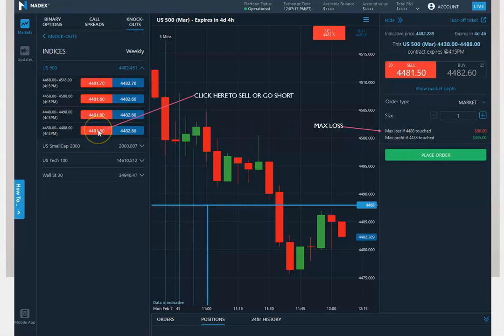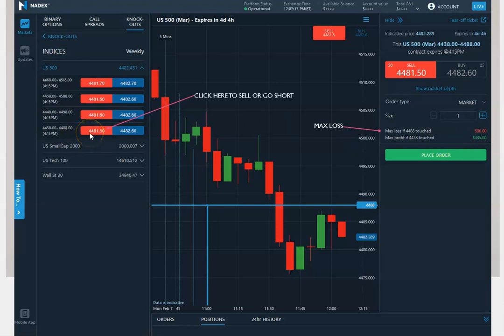So since it's a red button, that means I want it to go down, right? If I want it to go down and it hits the upper level of this knockout channel, which is 44.88, and I sold it at 44.82, my maximum loss is $90. But that gives me $435 of room on the downside to get in and get out. So that's what it means by giving you a maximum loss and a maximum profit.